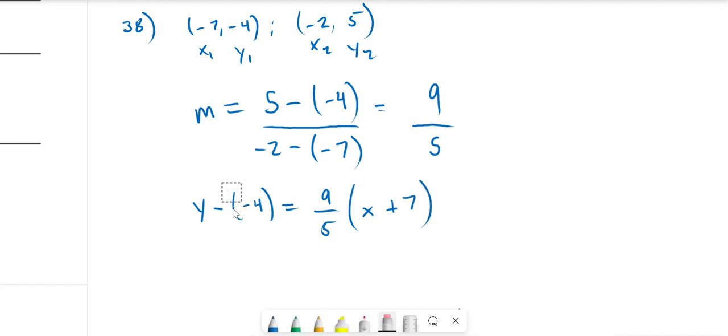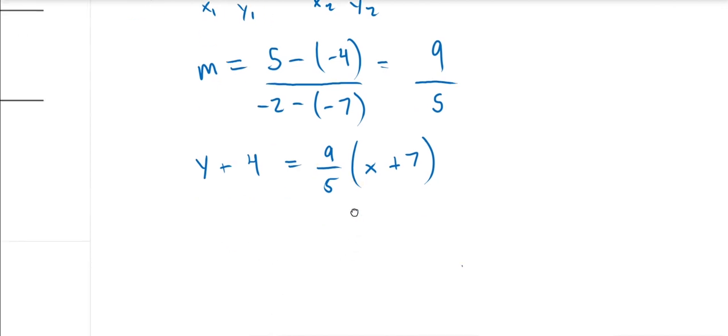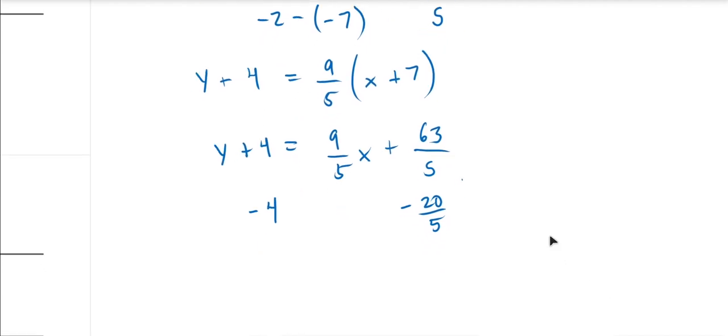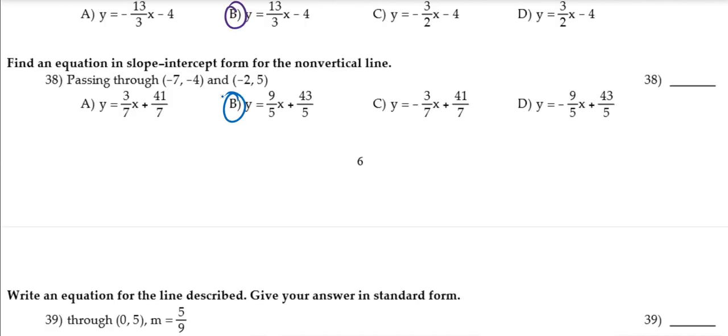So this minus a minus is going to make this a positive 4 over here. And so to get rid of it, I'm going to want to subtract 4, but let's distribute our 9/5 first. So minusing 4 from this side, I'm honestly going to minus 20/5 from this side, which is the same thing as minusing 4. Convince yourself that that is the case. But that's going to give us 43/5. So we have y equal to 9/5 x plus 43/5, which is right here.